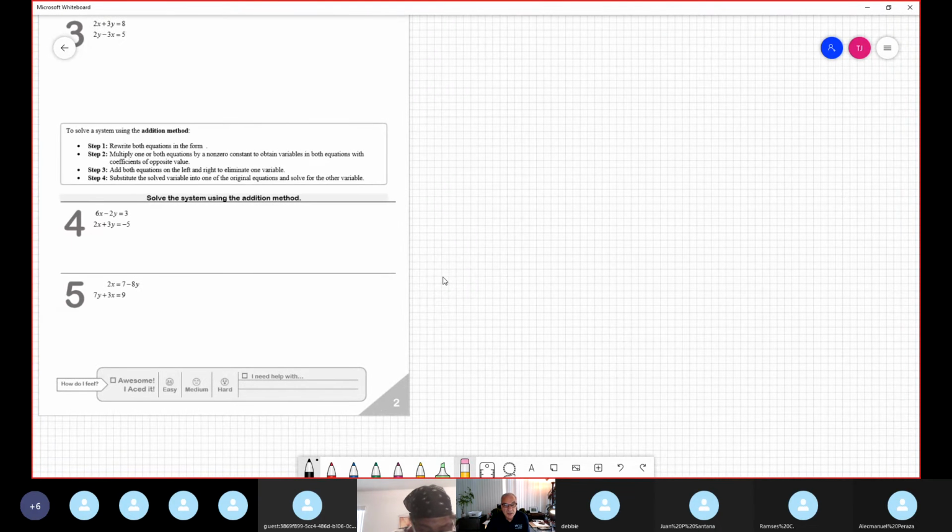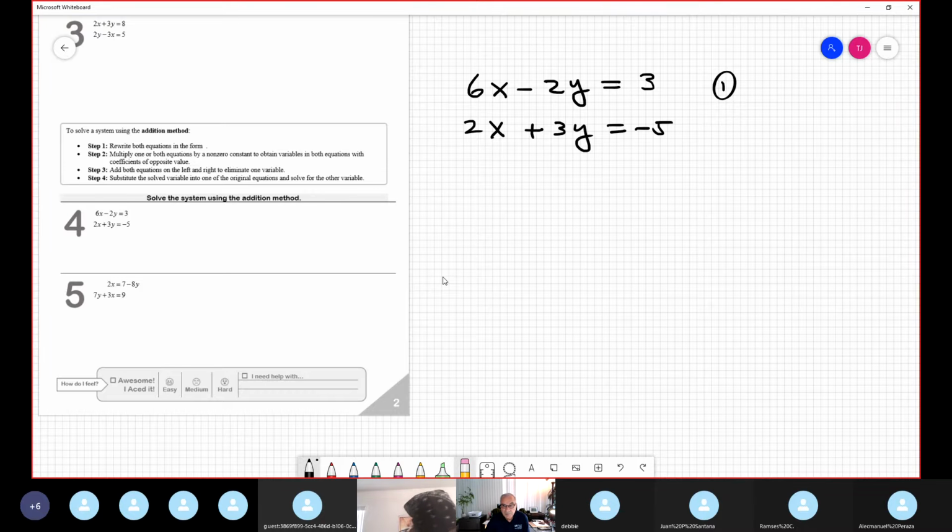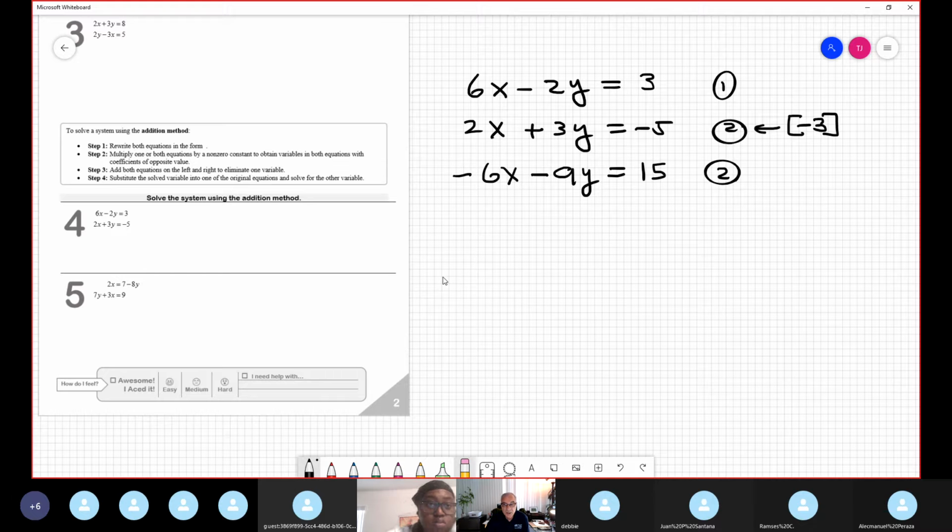Yes, it's already organized. Equation 1 is 6x minus 2y equal 3. Equation 2 is 2x plus 3y equal negative 5. Okay, what is the strategy? I suppose the best way, I don't know, is to multiply equation number 2 by negative 3, no? Because negative 3 times 2 is negative 6. You multiply this and this is negative 9. And you multiply this and this is positive 15. And this is my new equation 2. It is ready for elimination using, of course, equations 1 and 2, no?